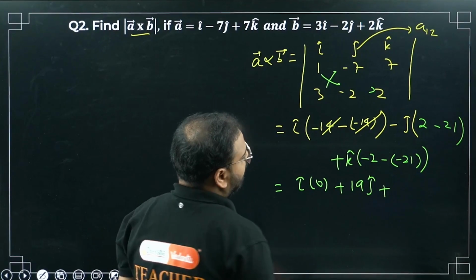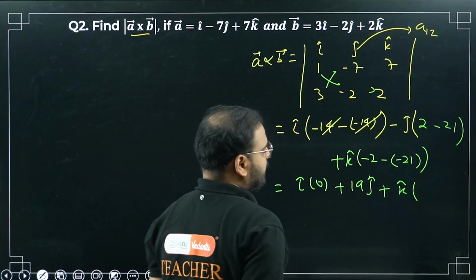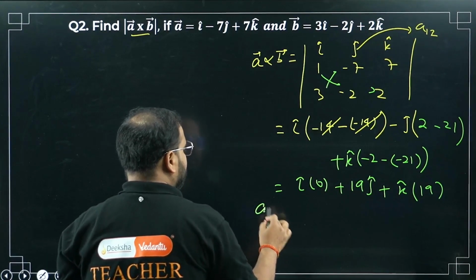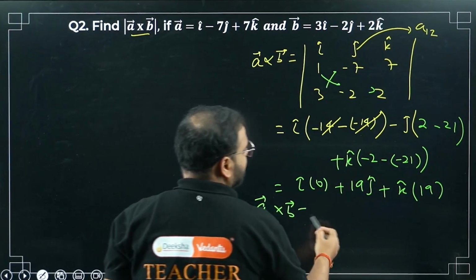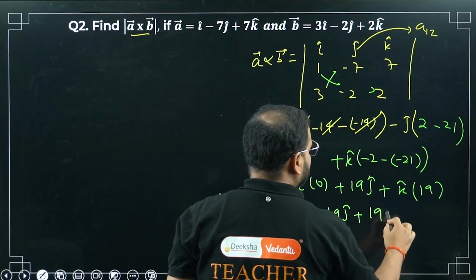How about this? What am I getting? Minus 2 plus 21, right? So k cap is there. Minus 2 plus 21, again 19, right? So I can write my A cross B as, let's say, another vector C, which is equal to 19 j cap plus 19 k cap.